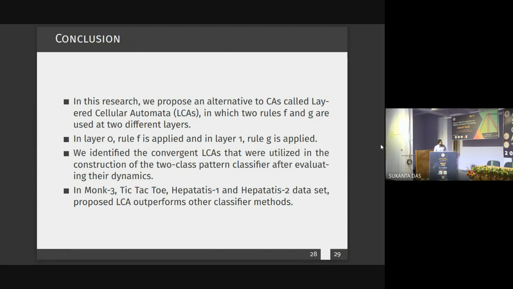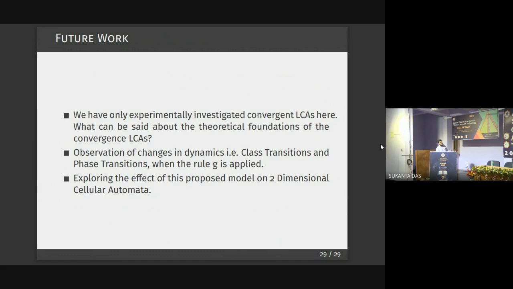So for the future work, we have only experimentally investigated this convergent LCA. Next, we will be trying to find the theoretical foundations of the convergence of LCA. We would like to generalize the working of the layer 1 and the observation of the changes in the dynamics, such as the class transition and phase transitions. We would like to observe it when the rule G has been applied, and we would like to explore this particular model on two-dimensional cellular automata models, like game of life. We would like to apply this particular model on that. Thank you.